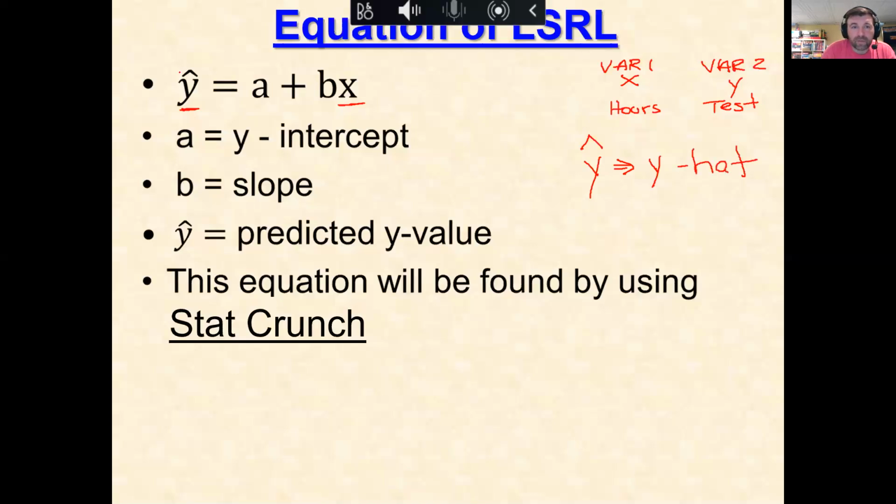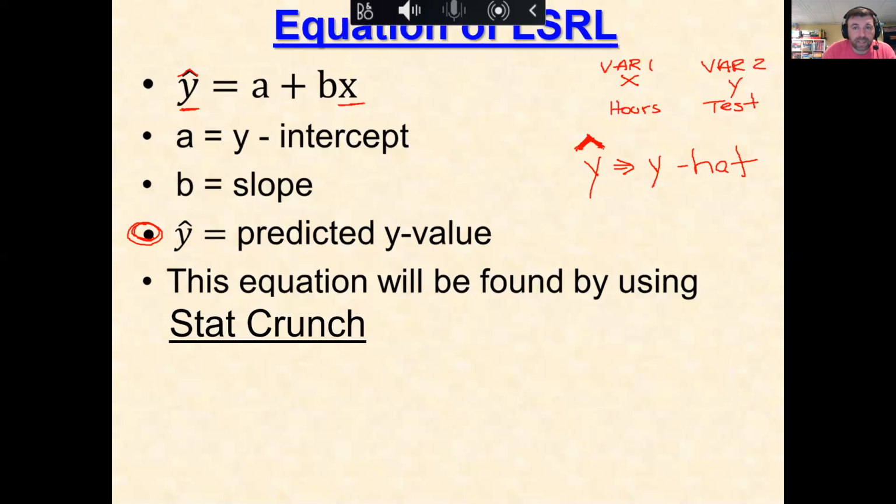The y with the little hat on top, and it's the little caret symbol. Anytime you see this symbol above something, whatever it is, a y value, a variable, this little hat stands for the predicted y value, or whatever it is.